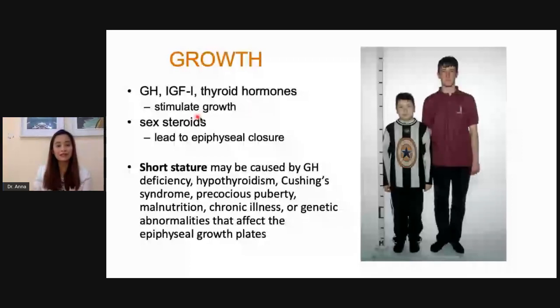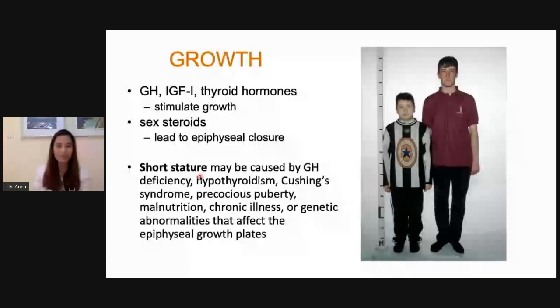Sex steroids, such as your testosterone and estrogens, also have an impact in terms of growth and development, because your sex steroids lead to epiphyseal closure. So if you have a deficiency in your sex steroids, instead of closing your epiphyseal bones, you will have continuous growth. You can have continuous bone lengthening and development. So I will discuss that more when we go to male and female reproductive endocrinology.